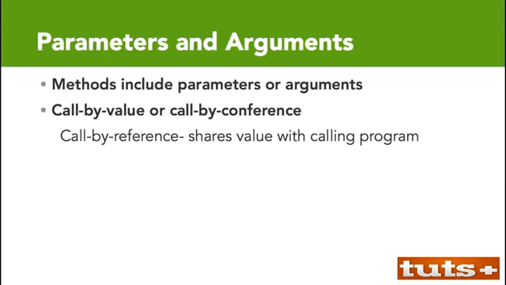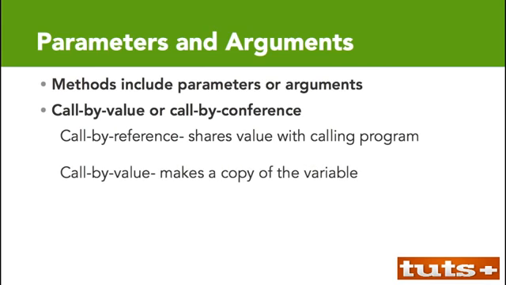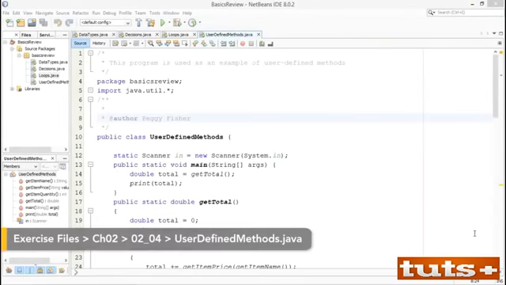Therefore, if the method changes the value of that variable, it is reflected in the main because they are the same values. The call by value makes a copy of a variable contents, and therefore any changes are not reflected in the calling program. All primitive data types are call by value automatically, and all structured data types are automatically call by reference. Okay, let's take a look at a program that includes user-defined methods.